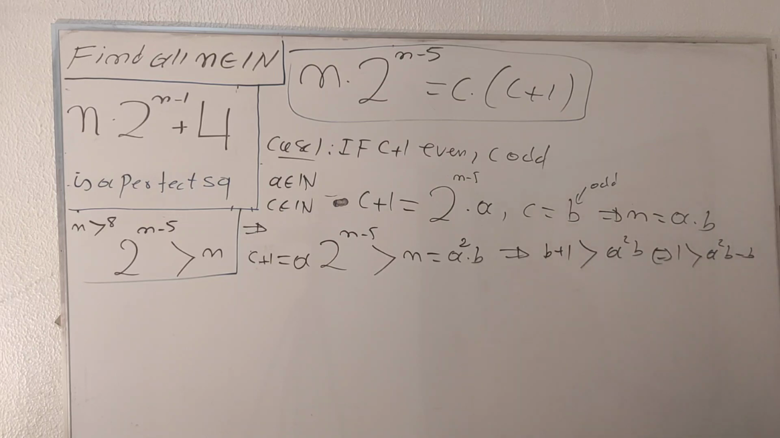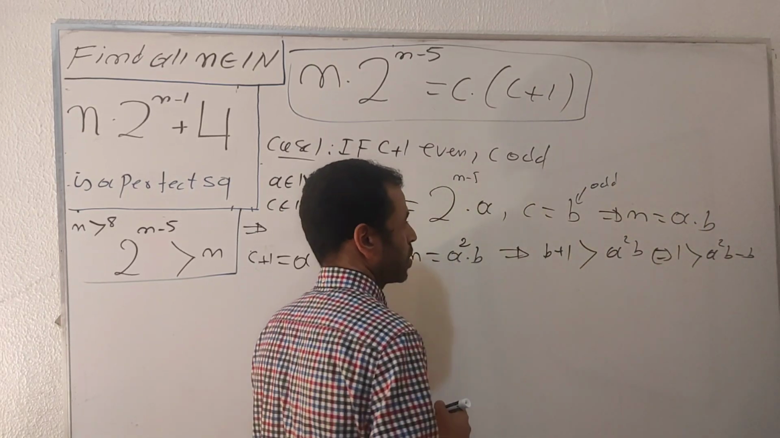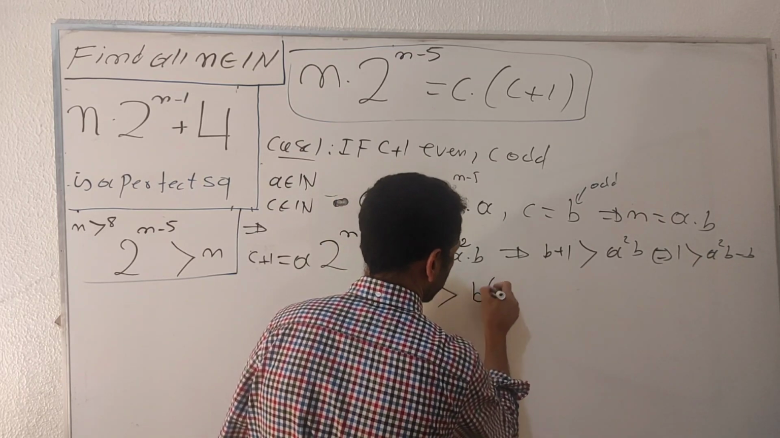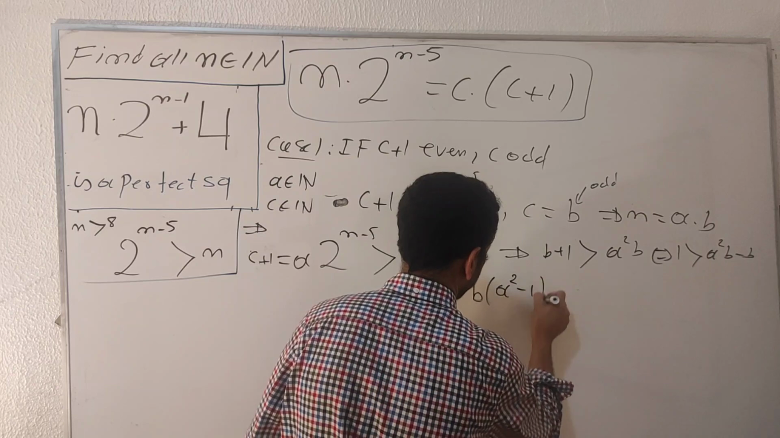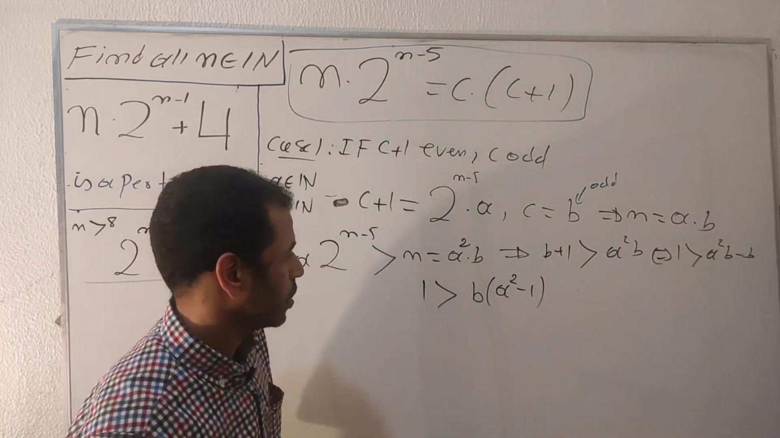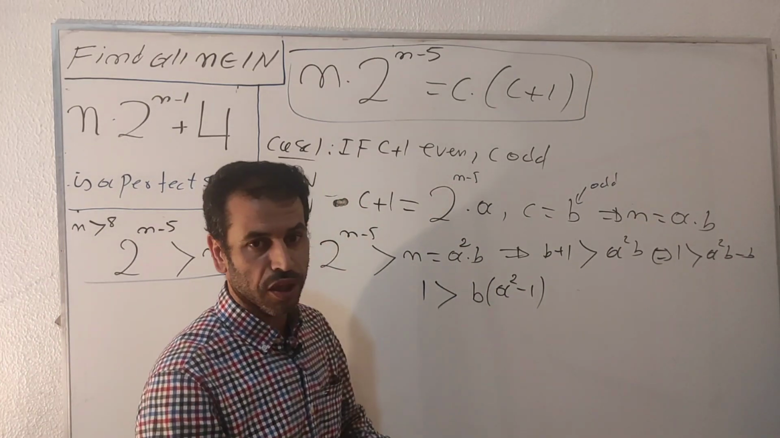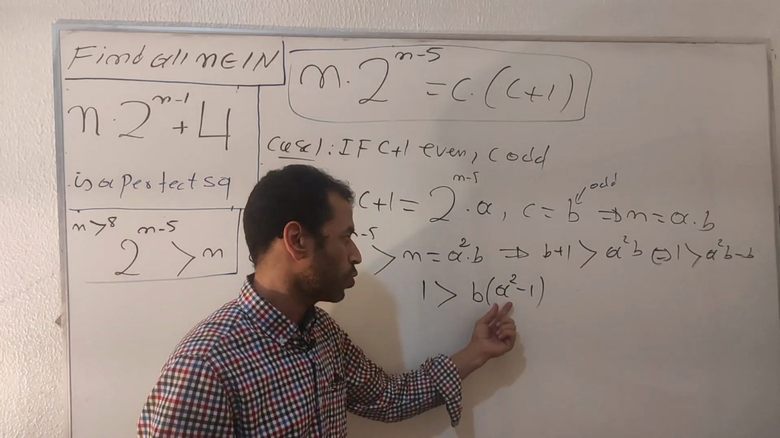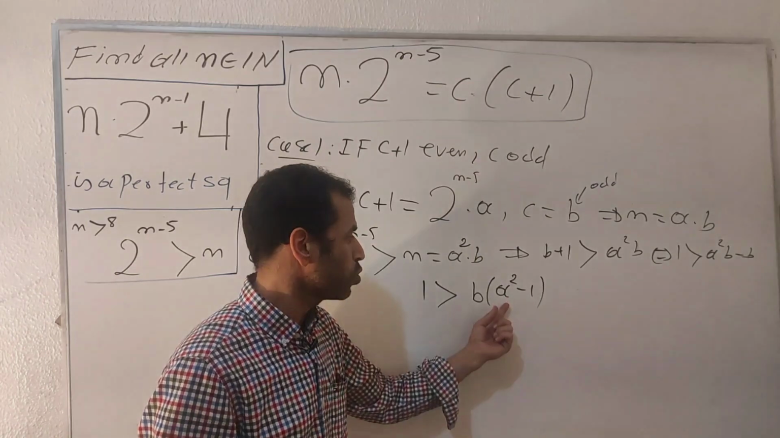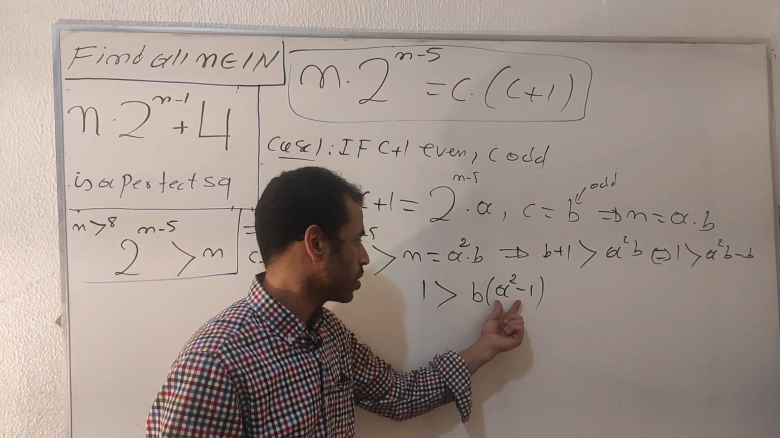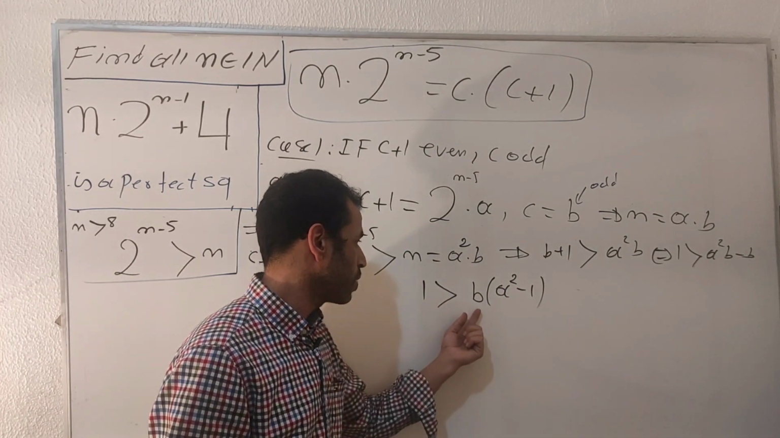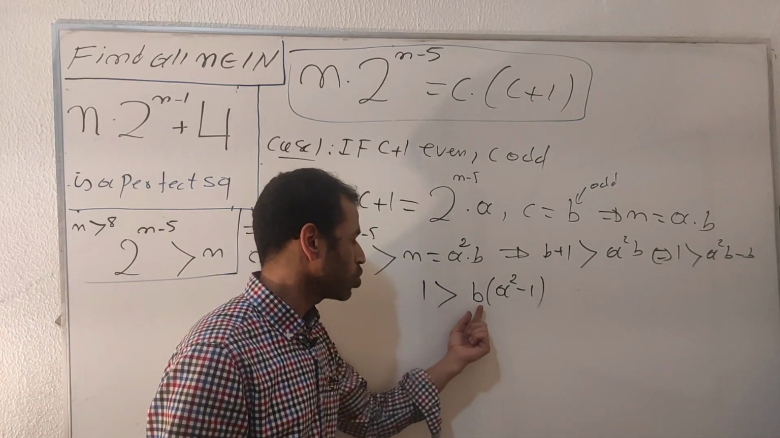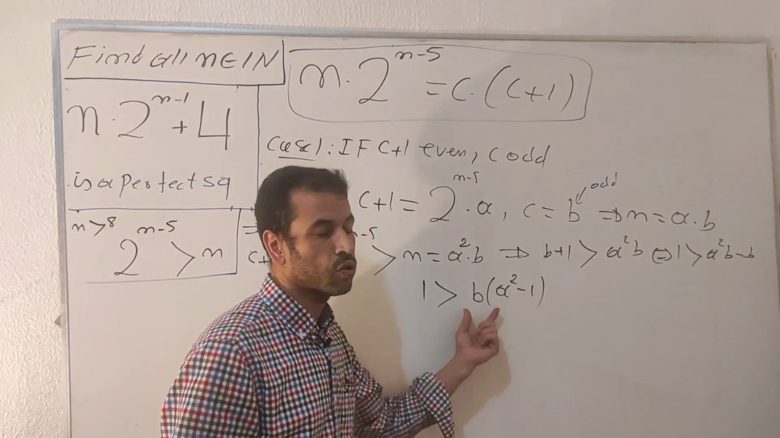Let's take b as a common factor. We get here 1 is strictly superior than b multiplied by a squared minus 1. Okay, here is a thing here. Since we are dealing with natural numbers, the minimum value a can take is 1. Okay, if I replace a with 1, it gets 0 here. But we know b is a natural number as well, which means 1 is strictly superior than 0, which is okay. We don't have any contradiction here.